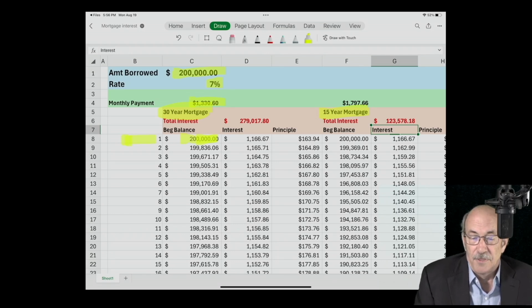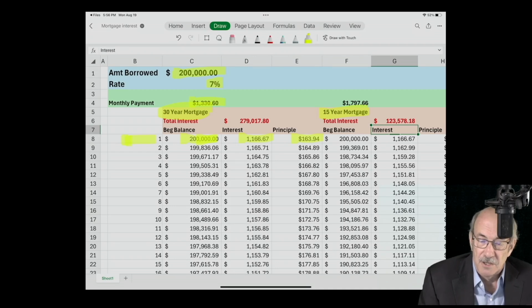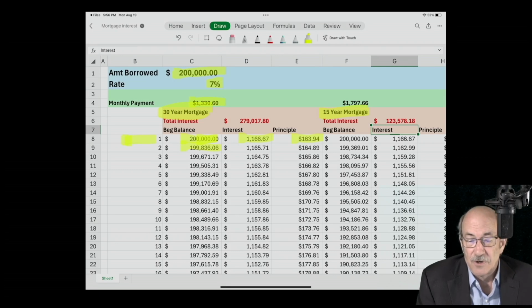Of that $1,330.60, $1,166.67 is your interest payment. So that only leaves $163.94 to go towards principal. So we apply that to the principal, and now our new principal is $199,836.06.